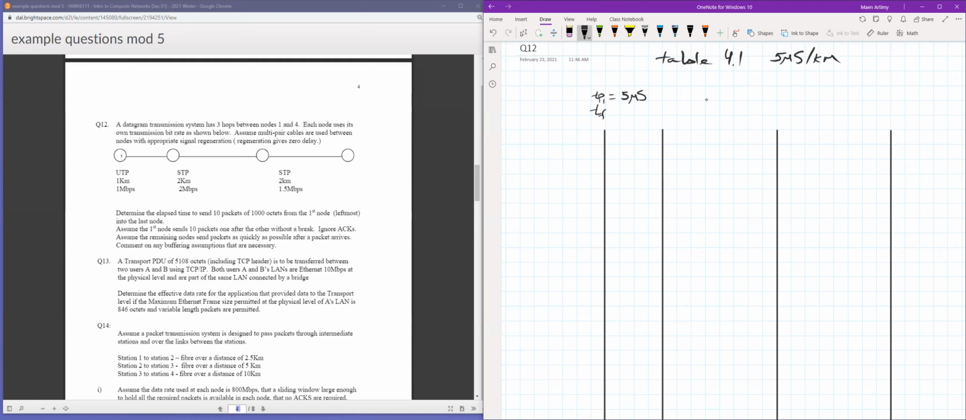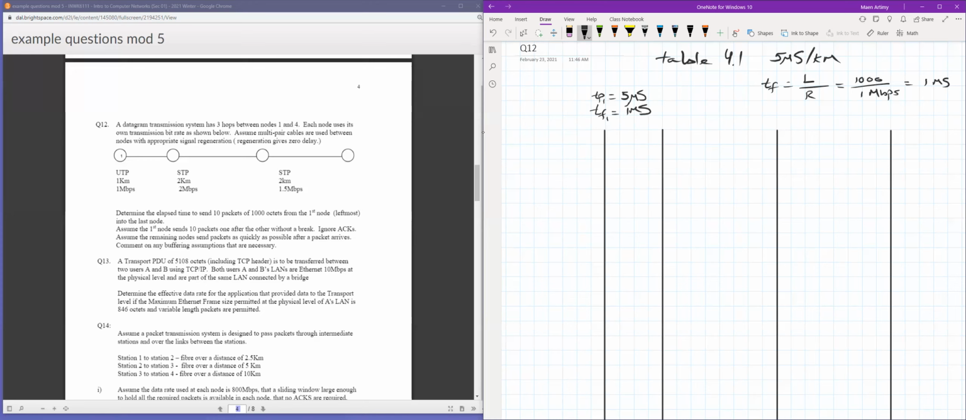Okay, transmission time. The frame transmission time is 1000 octets divided by 1 megabits per second. So if I want to find the TF, it's the length of the packet divided by transmission rate or data rate. And in our case it is 1000 divided by 1 meg. So I get 1 millisecond. Okay, so this is micro and this is milli.